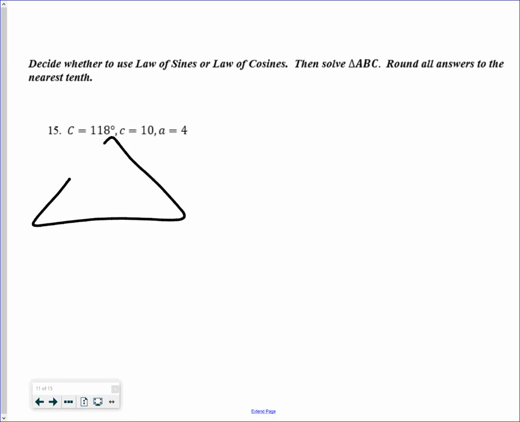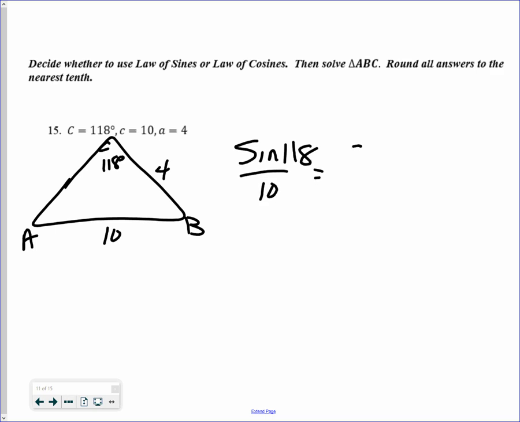Draw a picture. A, B, C. Angle C is 118 degrees, side C is 10, side A is 4. So now this would be the law of sines because I have an angle with its side opposite. So the sine of 118 over 10 would equal the sine of A over 4.